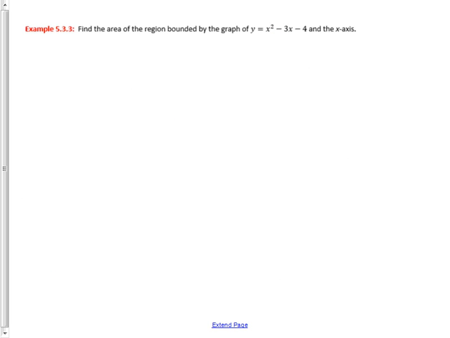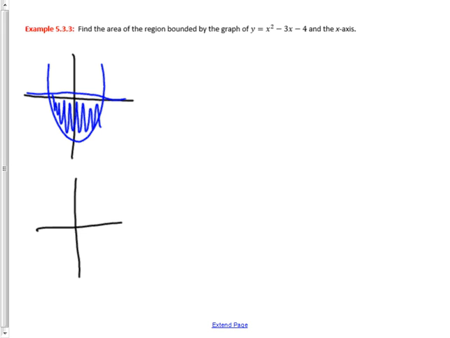Alright, another one. Find the area of the region bounded by the graph of y equals x squared minus 3x minus 4 and the x-axis. Okay, so we know here's the x-axis. What I'm trying to decide is if I have a curve like this where I'm looking for this area, or if I have a curve that does this and I'm looking for this area. Okay, I need to see if the x-axis is the one on the top minus the graph on the bottom, or if it's the graph on top minus the x-axis on the bottom. I got to see which case I have.